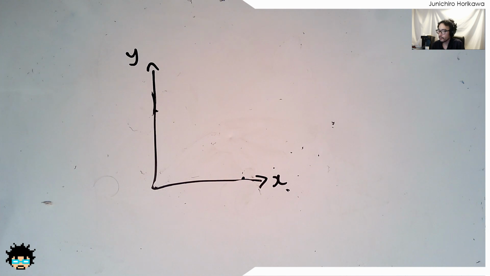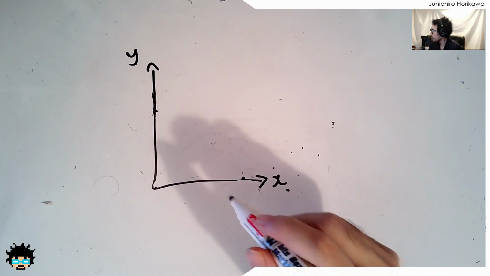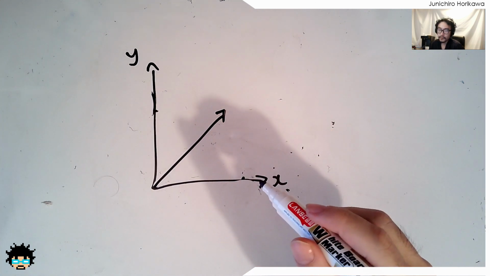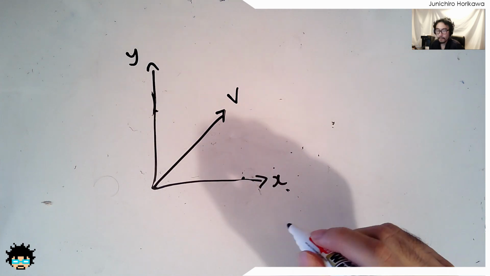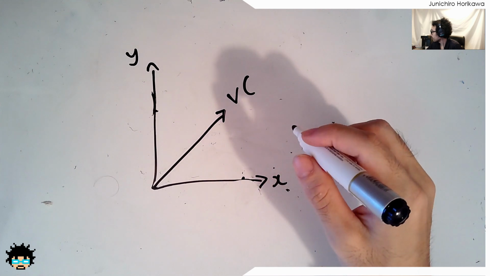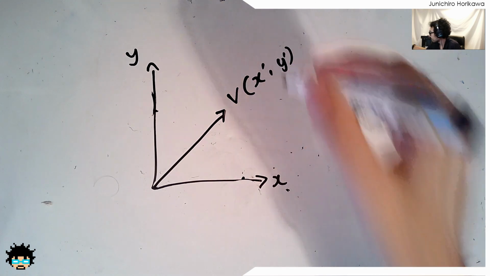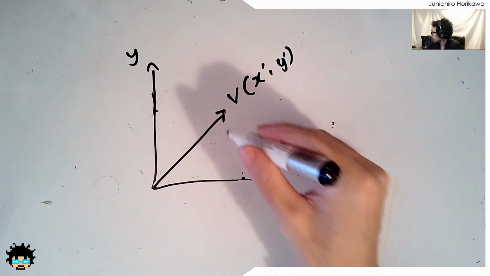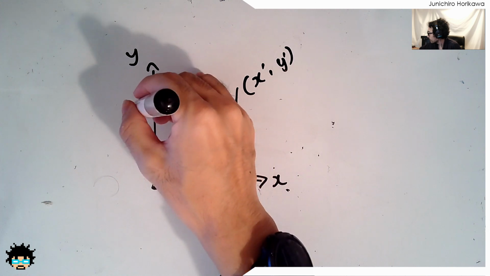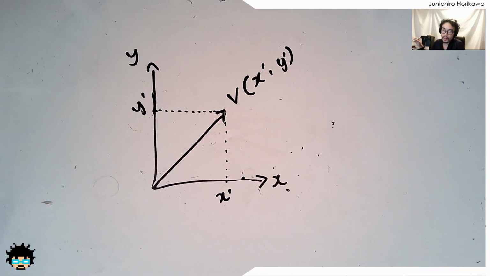Now let's think about a 2D space, and let's say the horizontal axis is x and the vertical axis is y, and you have some vector inside this space. Let's say v. And the coordinate, or the value of this vector, is x prime and y prime. This means that when you project the vector onto the x-axis and the y-axis, the y coordinate is equal to y prime and the x coordinate is x prime, right?